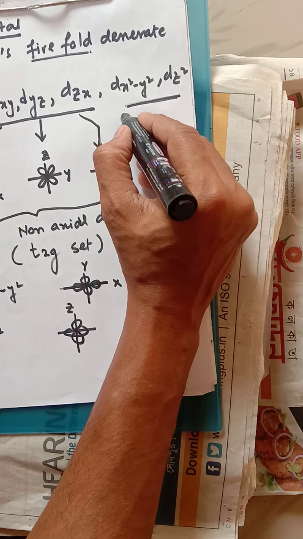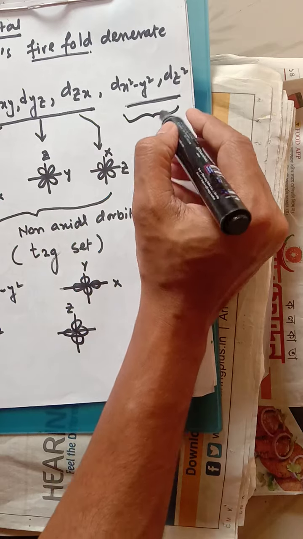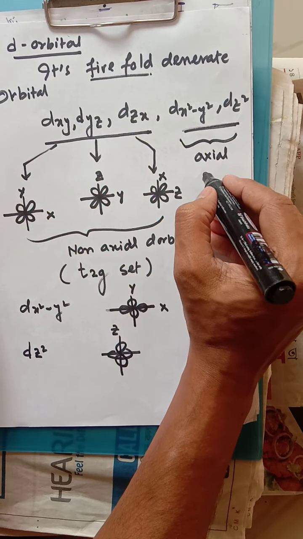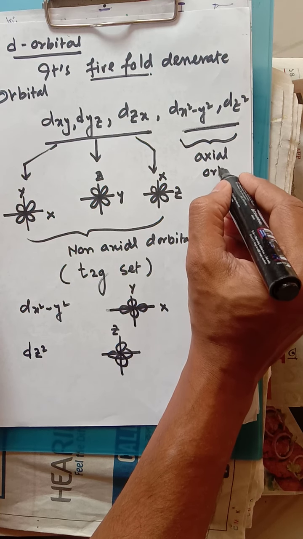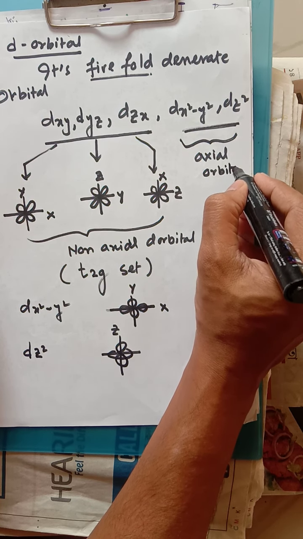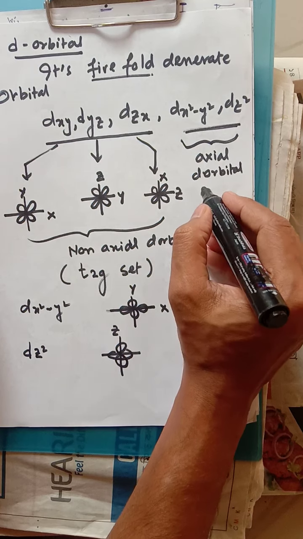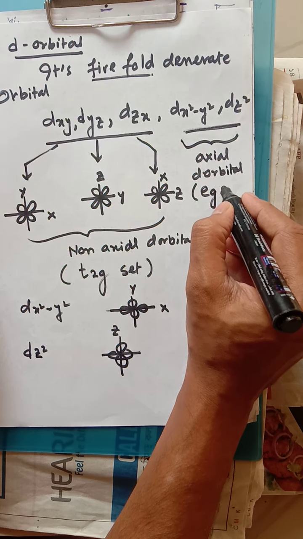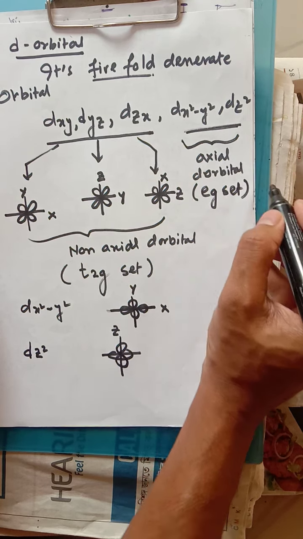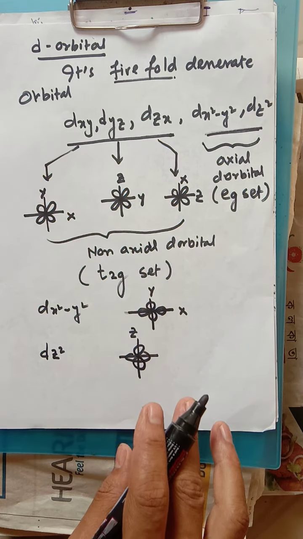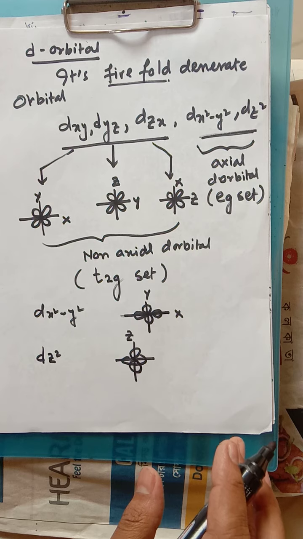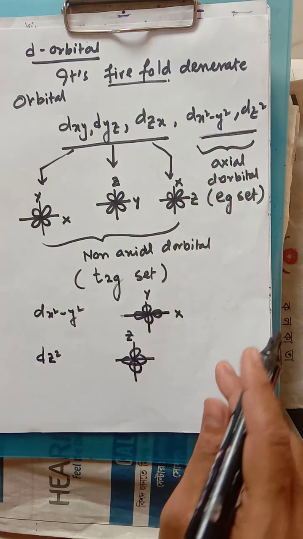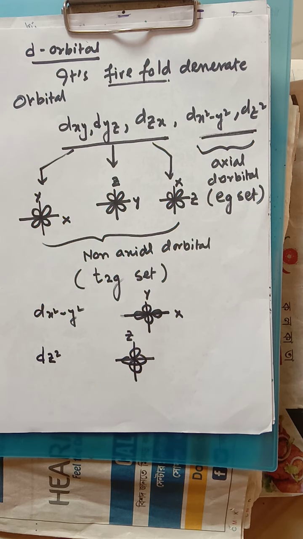That means these two are called axial d orbitals. This is also known as the Eg set. We have to remember this name also. So this is known as the Eg set. Hope that is clear to all of us. So these are the orbital shapes we have discussed over here.